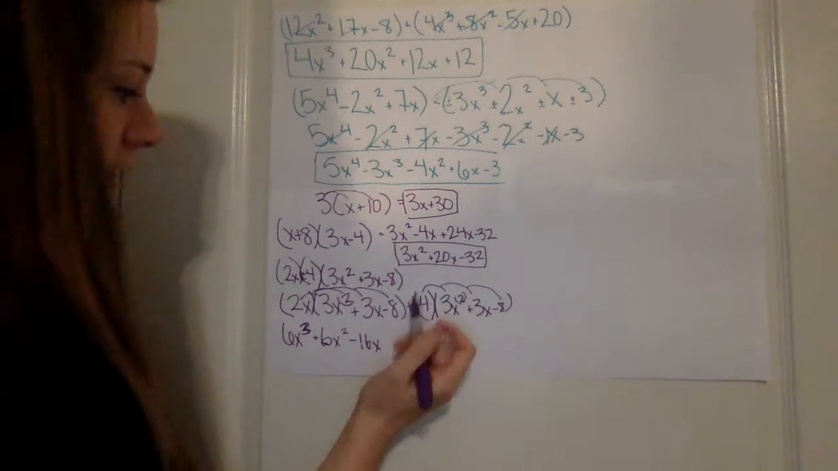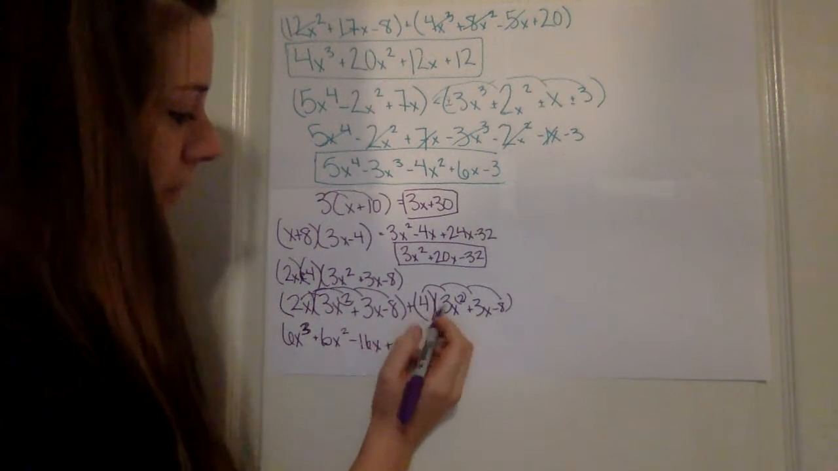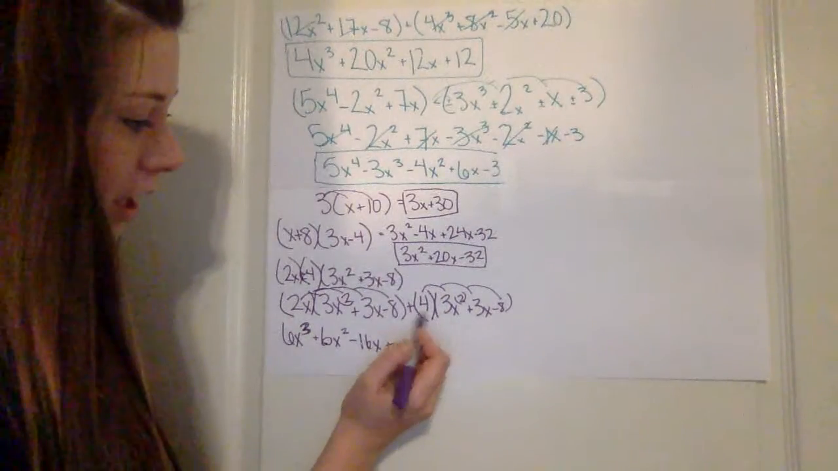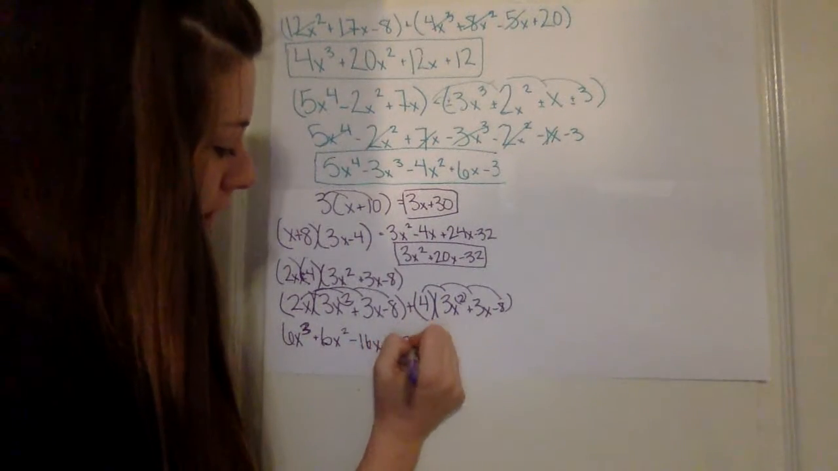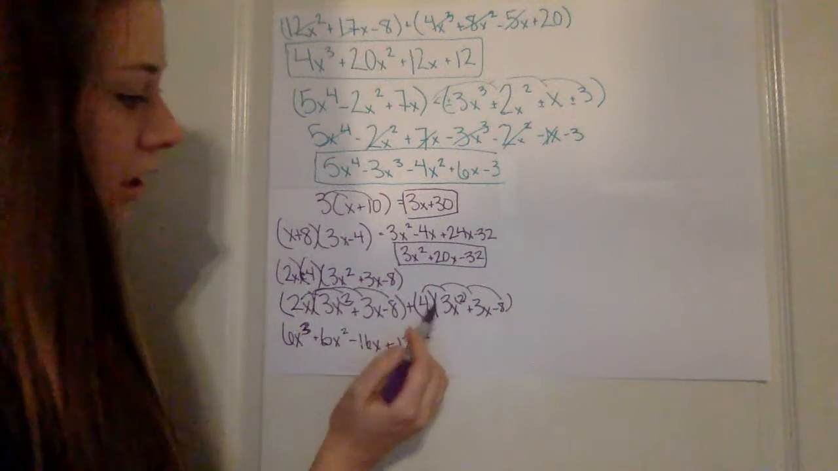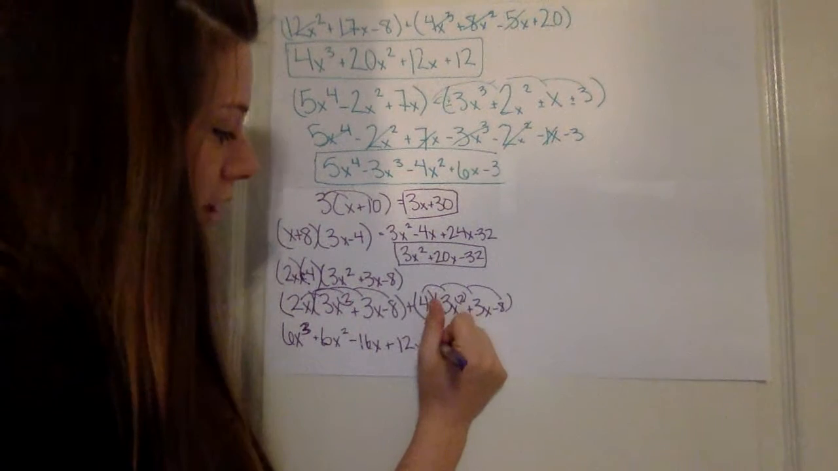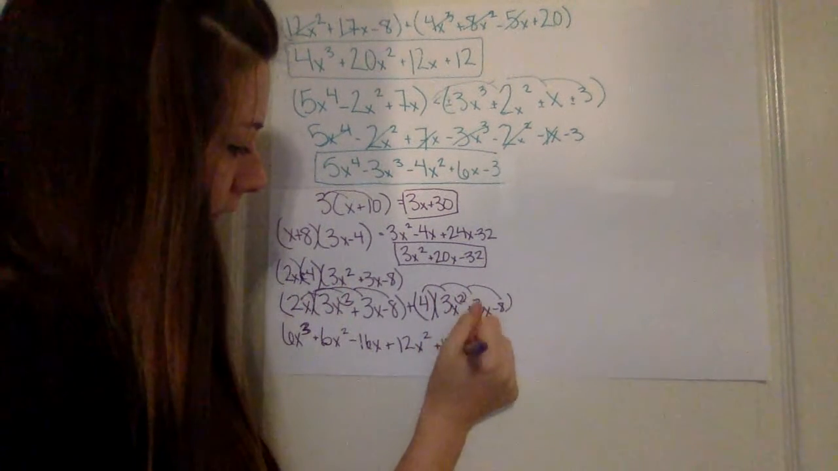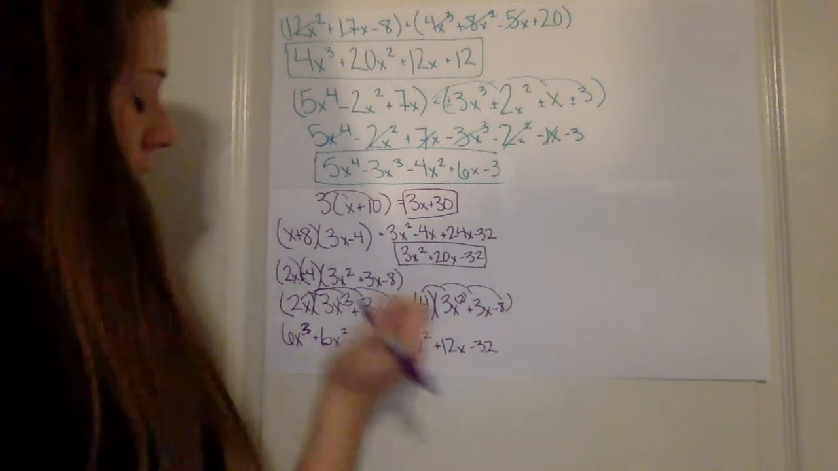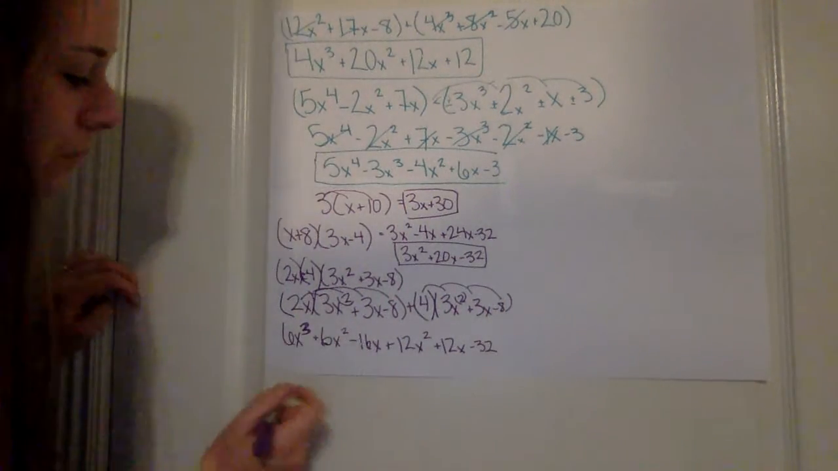And then we move over to this one. We have plus, so we do 4 times 3x squared, that would be plus 12x squared. And then 4 times 3x is plus 12x. And then 4 times negative 8 is negative 32. So now we can combine them. We combine our like terms.